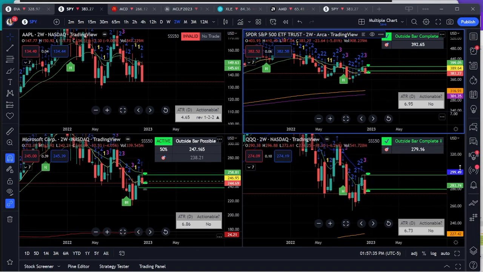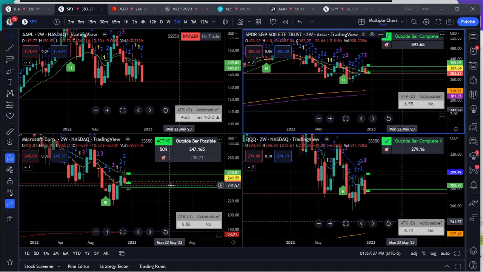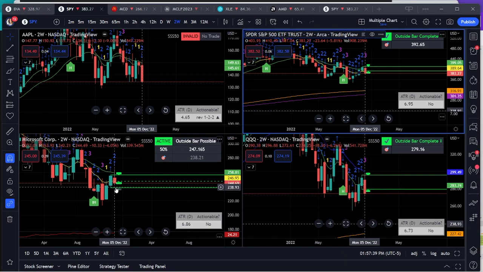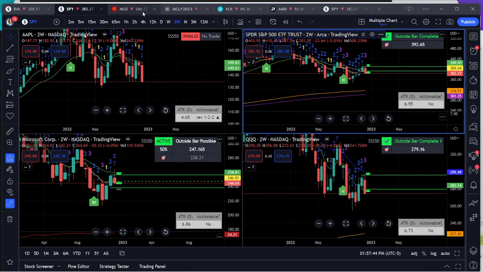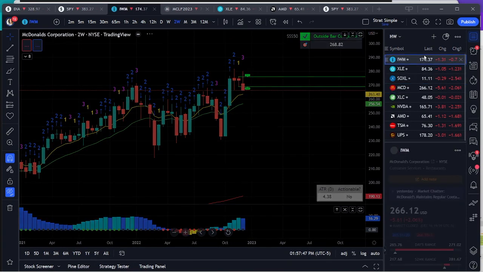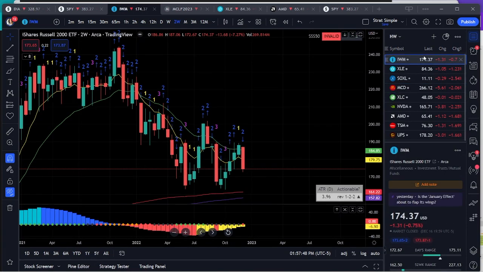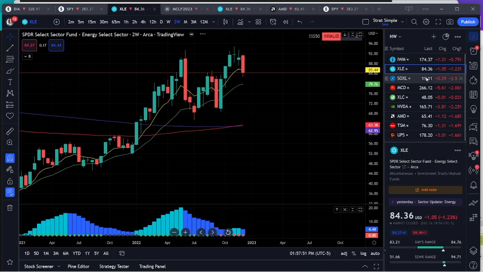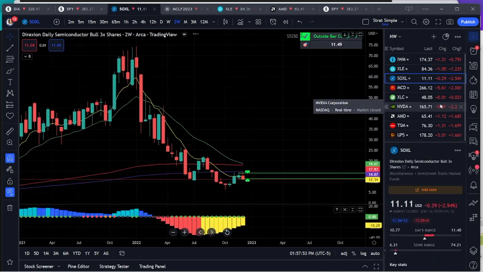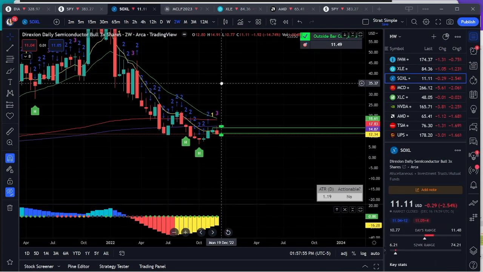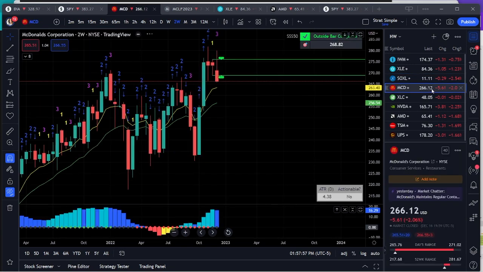So you got 3 2s. And then for Microsoft, we got that rev strat on the week, and then you got a possible 2 up, 2 down on the 2-week. So IWM, there's no actual signal. XLE, SOXL, you got a possible 3 2.